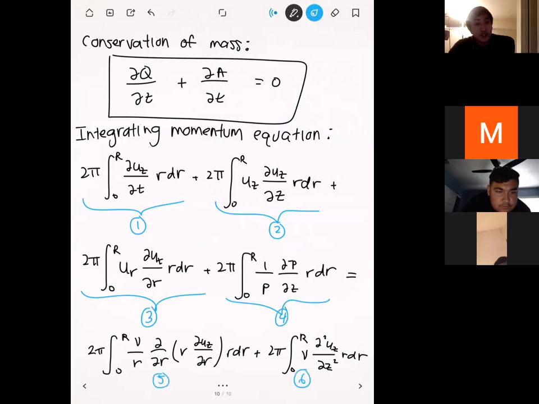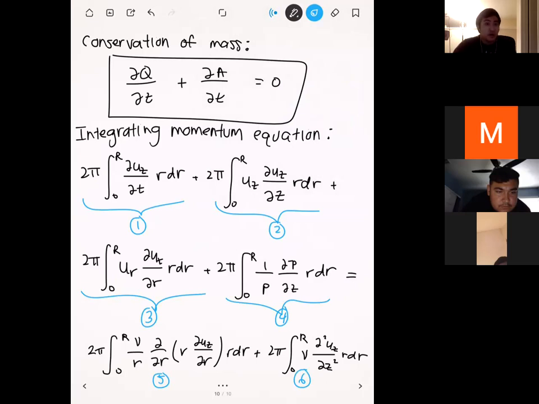Okay. And so we have six integrals here that we need to work through. And so we'll probably get through maybe the first three today, and then we'll go over the rest of them here on Thursday. But so far, what's up?